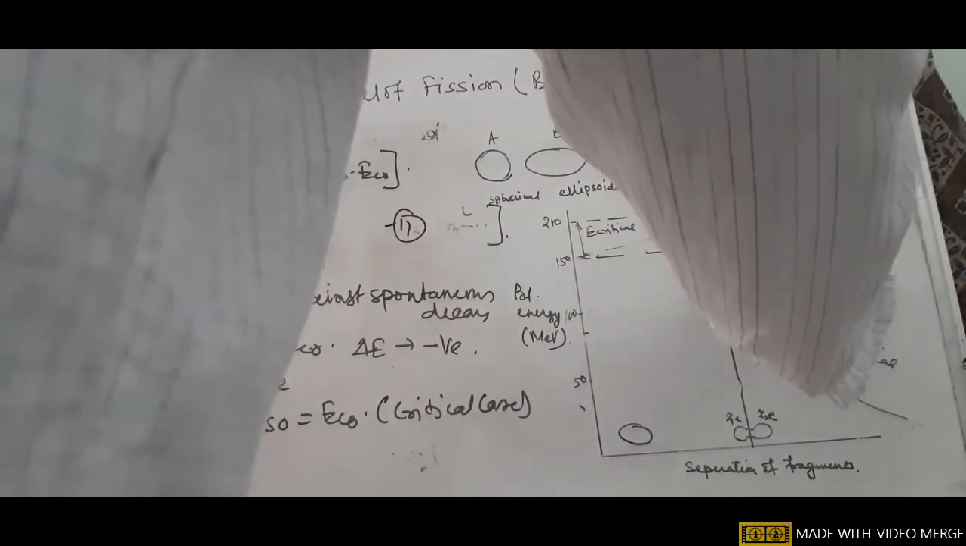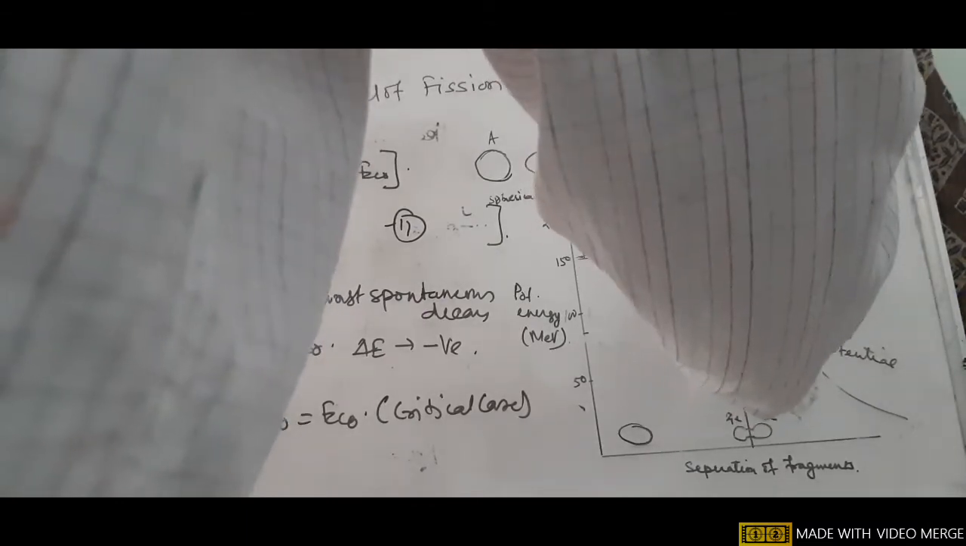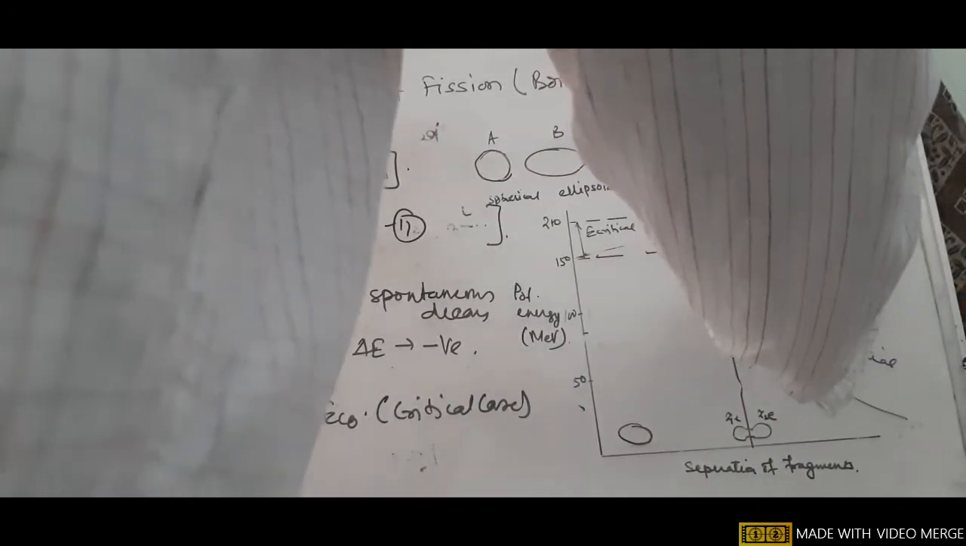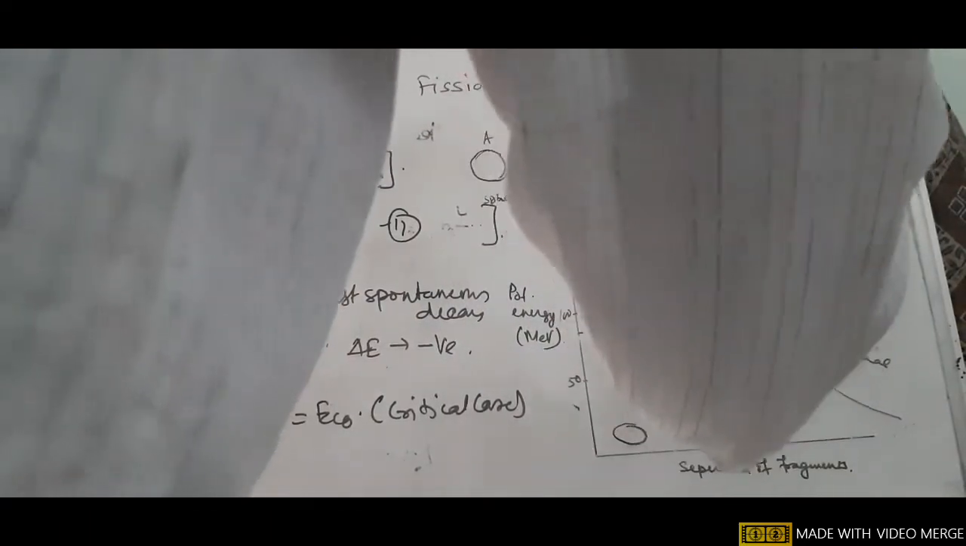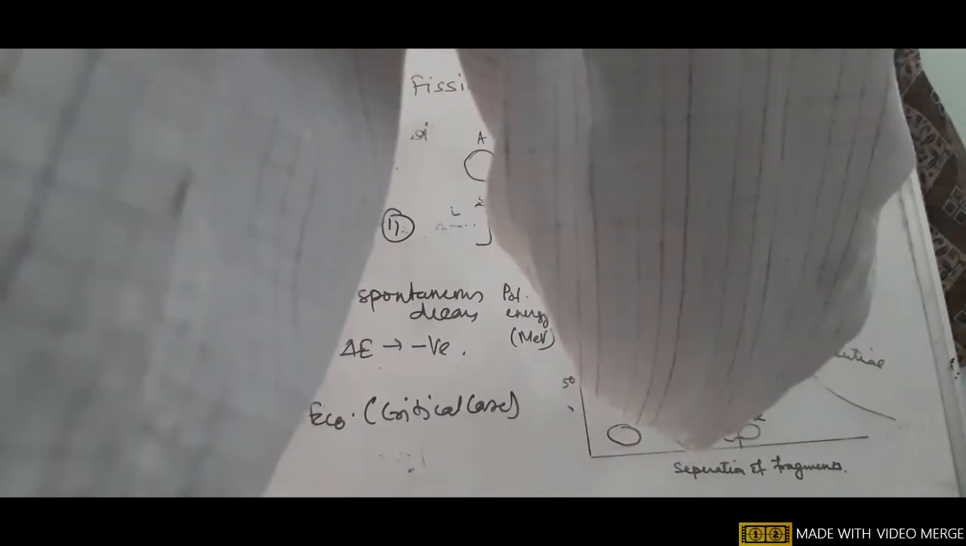So I have drawn the two lines: this is the energy of the fission, and this is the energy of the barrier. At this point these two energies become almost equal, but gradually when it goes from spherical to elliptical, then there is a neck. When the neck is formed, the barrier energy and the fission energy become equal.